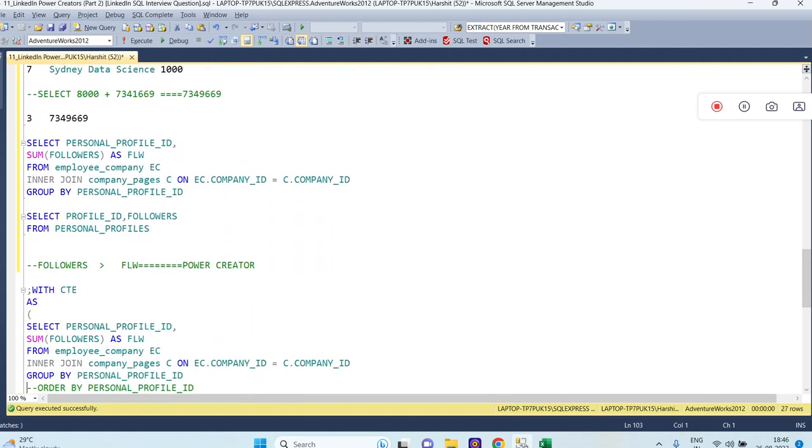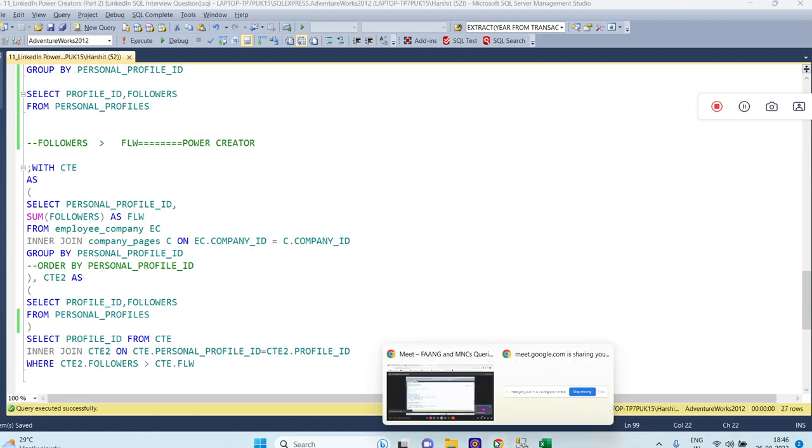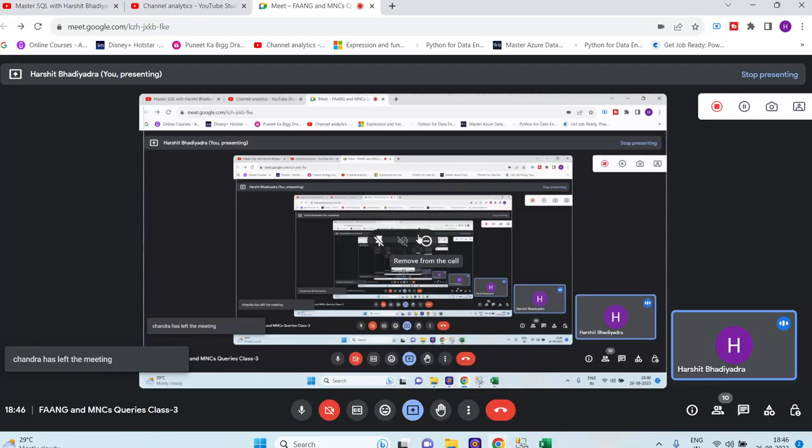So this is the use of multiple cities. Now let me know if you have any doubt or any query in this question. You got it clear, right?